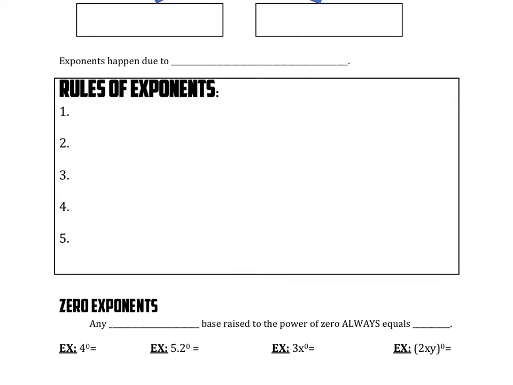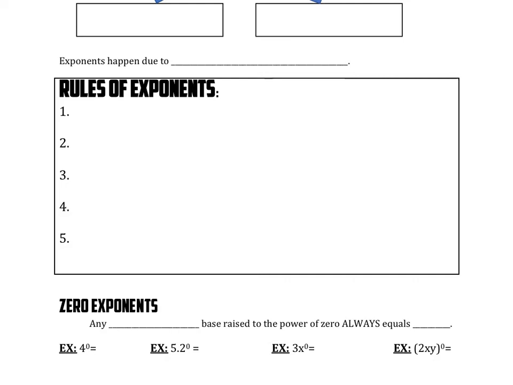Today we are going to look at our final rules of exponents, our number 5. And since this doesn't have all of them filled out for you, like we've been doing the last couple days, I just want to go through those first 4 rules just as a reminder.